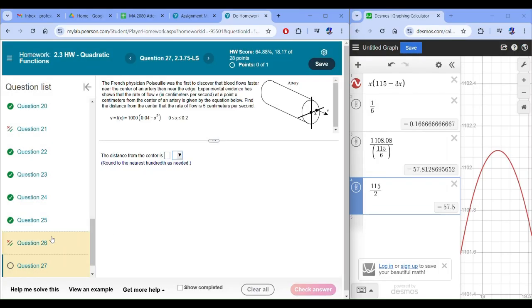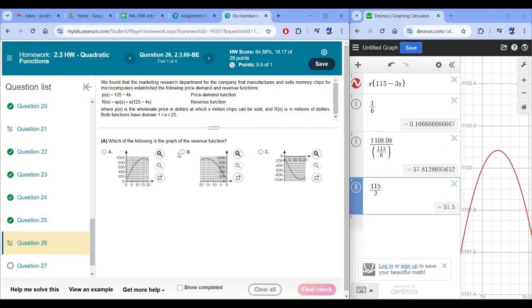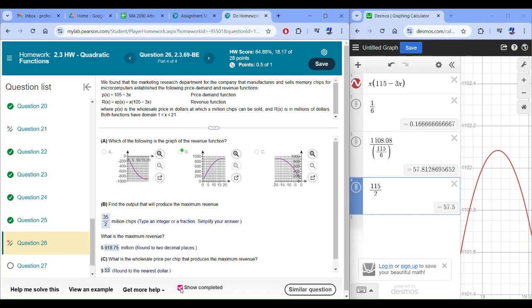Okay. So I think, yeah, that should have made sense. Just do that one more time. The maximum revenue comes from this number divided by 2 times that. And then that gives you the maximum revenue. And then you just divide those two numbers to figure out how much it costs per chip.